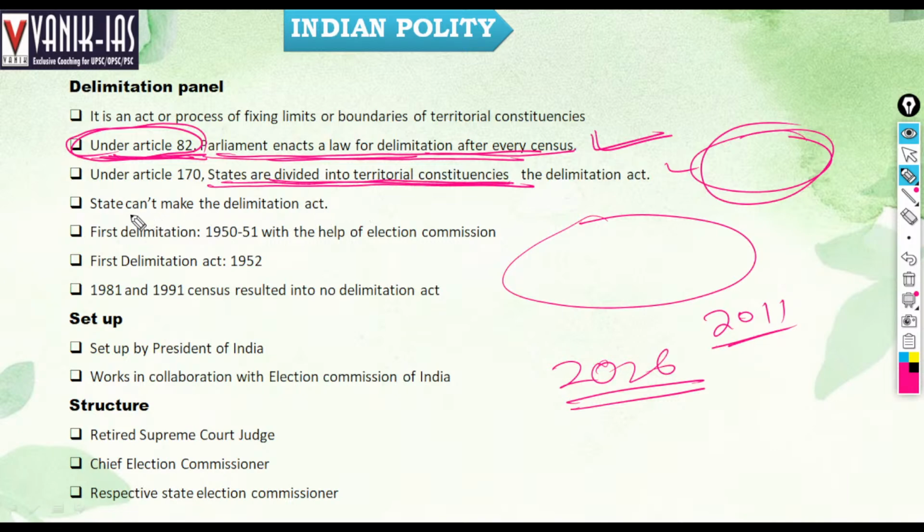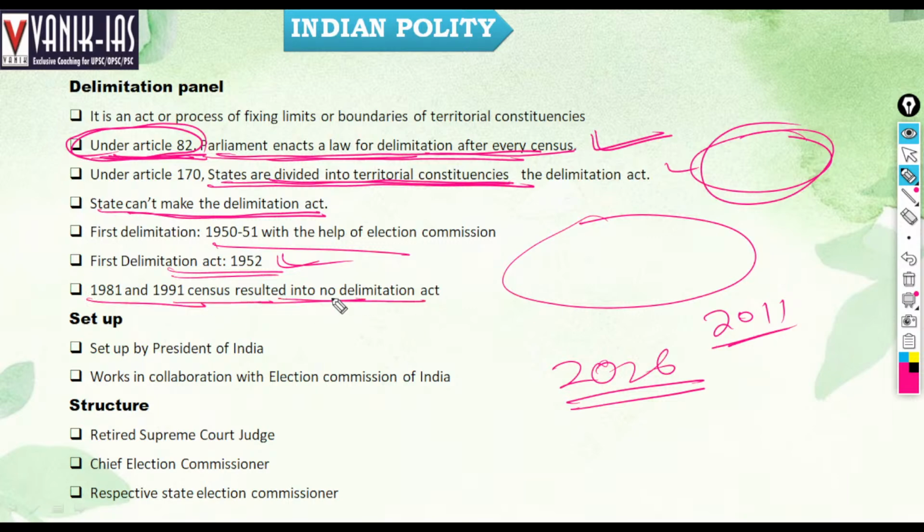State cannot make the Delimitation Act. Remember, a state cannot make the Delimitation Act. It is basic understanding that there are Lok Sabha seats, and they will be elected to Parliament. How can the state government make delimitation? The first delimitation was done in 1950-51 with the help of the Election Commission, right? And the first Delimitation Act was in 1952.